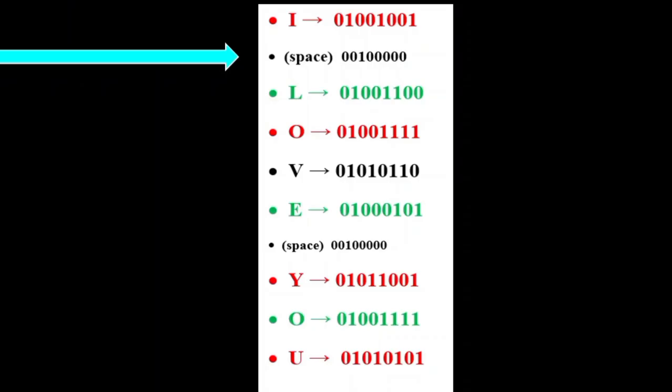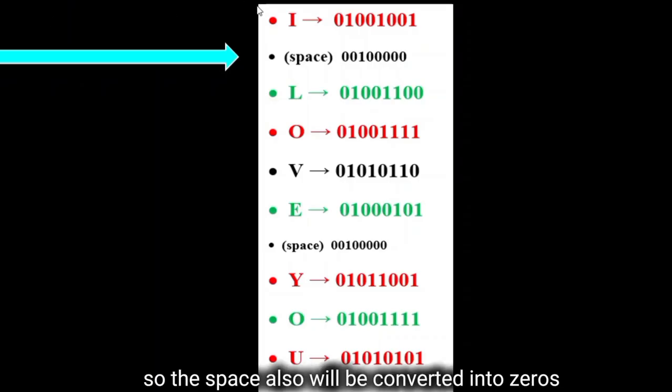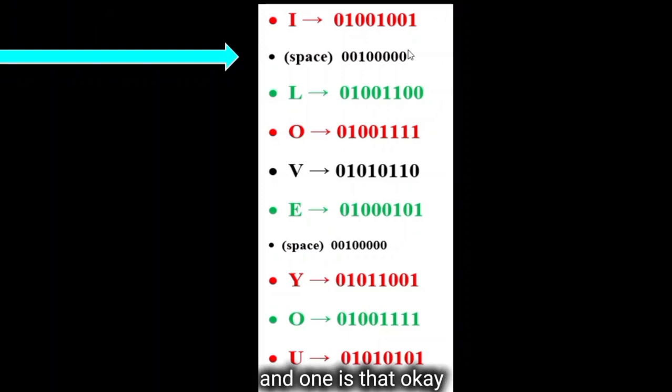So you notice that after I, there is a space here. So the space also will be converted into zeros and ones. Is that okay? Okay. So even after E, there is a space. So even after E will be converted into zeros and ones. So up to the last letter of U.